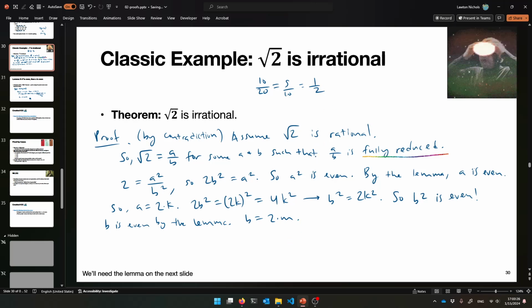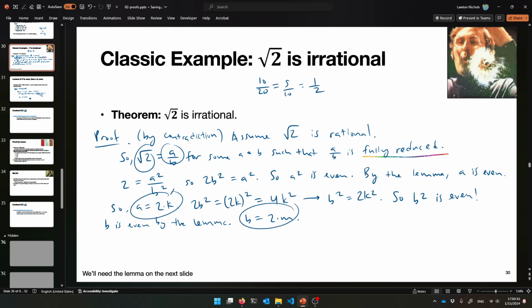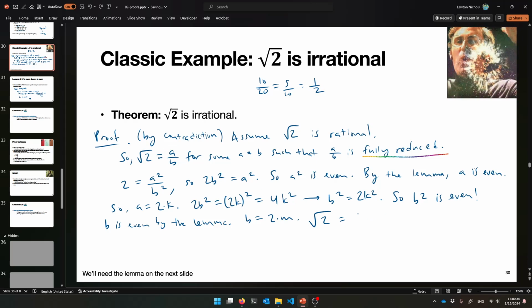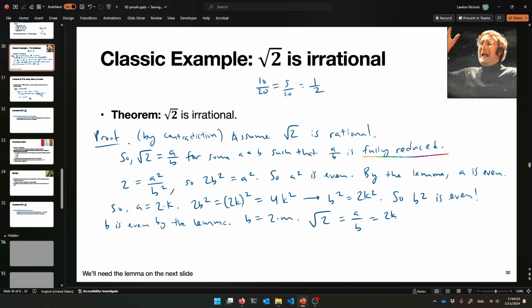Do you see what I just did? I've shown that if the square root of 2 is a over b, then a is even and b is even. Do you see the problem? Because I've assumed it was fully reduced. So the square root of 2, we said, was equal to a over b. But what's a but 2k? And what's b but 2m? So that's equal to 2k over 2m.